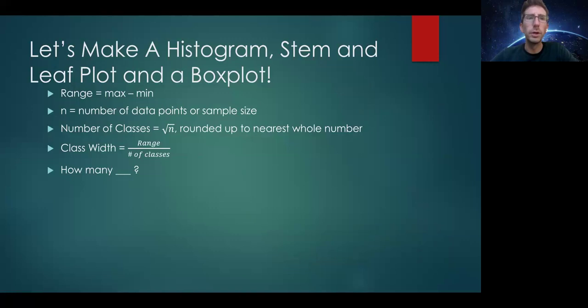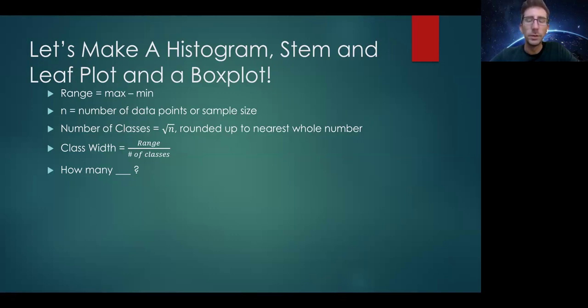So for our histogram, there's a few things that we need to do first. We'll need to calculate our range. We'll need to know our sample size. And then we need to calculate the number of classes or the number of bins or the number of bars, whatever you want to call this or think about it, in our histogram. And to do that, we'll take the square root of our sample size and we'll just round it up to the nearest whole number, to make sure we get a nice whole number worth of bars. We can't have 3.5 bars or 4.5 bars, right?